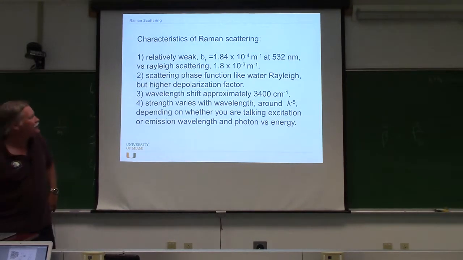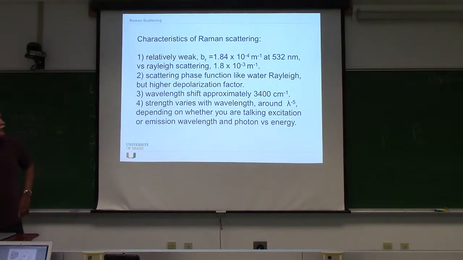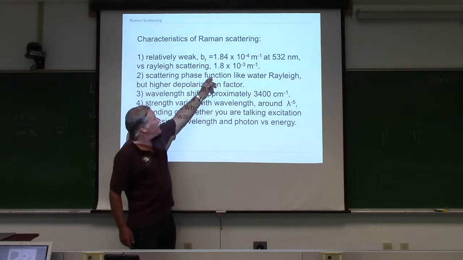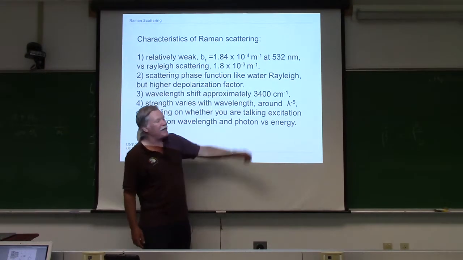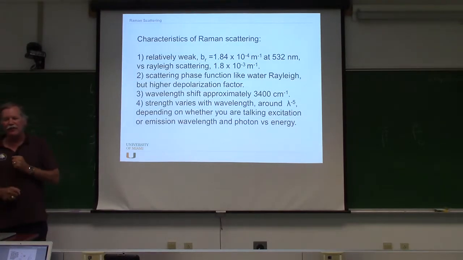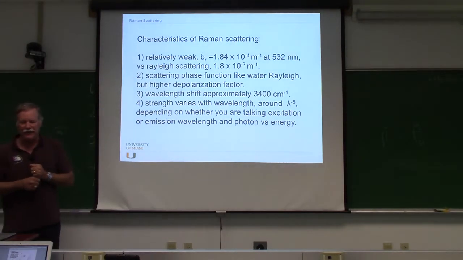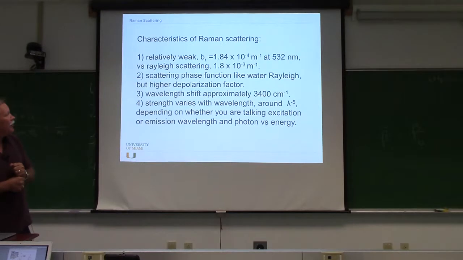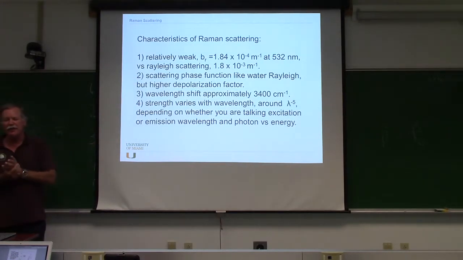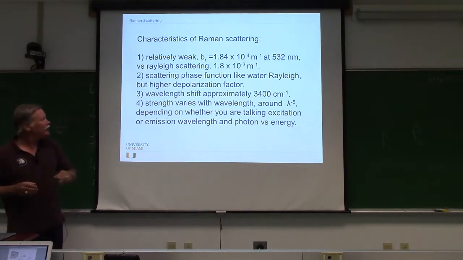So the characteristics of Raman scattering: fairly weak. Rayleigh scattering at 532 is about 1.8 times 10 to the minus 3 per meter. The scattering coefficient from Raman is about an order of magnitude less. The scattering phase function is a lot like water Rayleigh scattering, but there's a higher polarization factor. We'll talk about that tomorrow, I think, more.